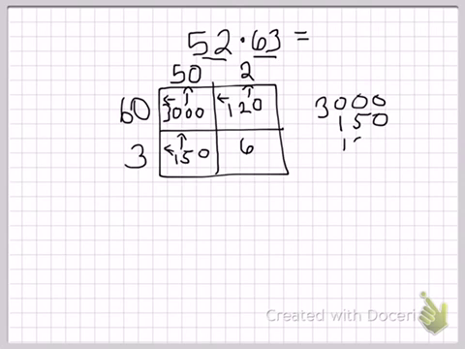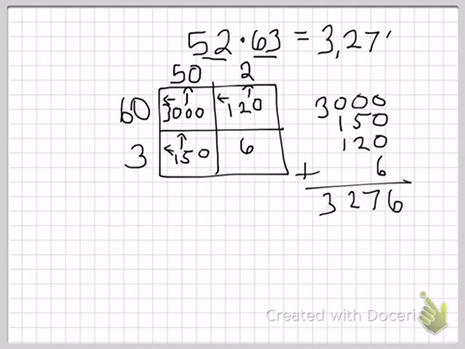3,000, 150, 120, and 6. Add them all, I get a 6, a 7, a 2, and a 3. So 52 times 63 is 3,276. And this is the answer that I expect.